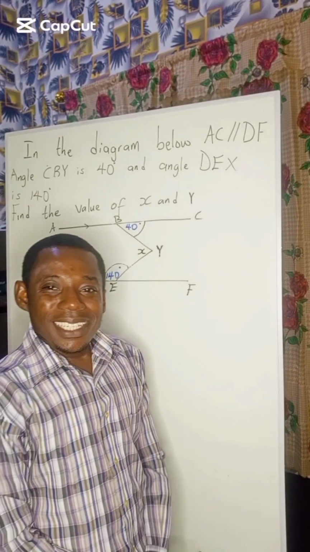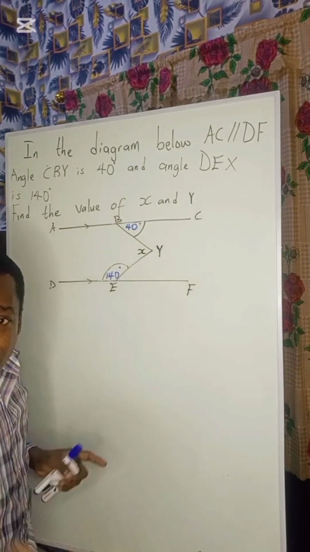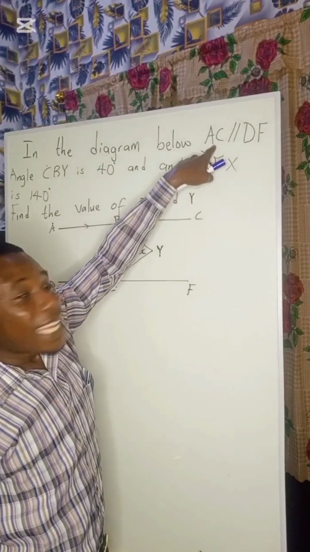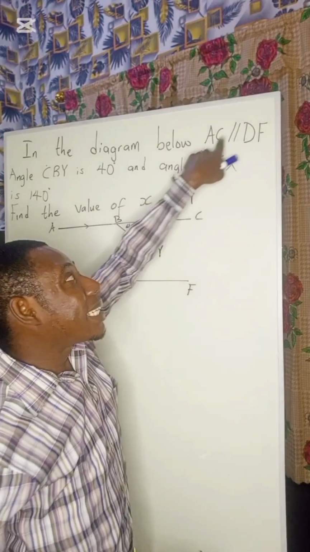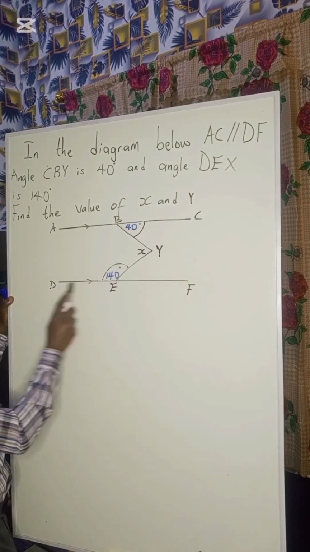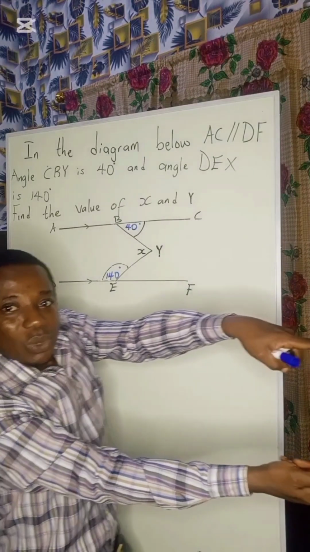You're welcome once again. Today we are looking at something on angles. Now the question goes this way. It says, in the diagram below, line AC is parallel to line DF. So we see the line AC here, and we see line DF. These are parallel lines, and they have the same direction as well.